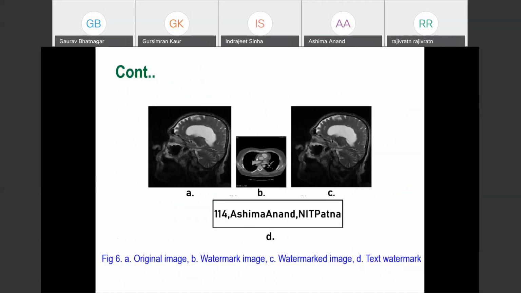This is a sample of the images that we have used. The first one is the original cover image. The second one is a watermark image, followed by the watermarked image, which we obtained after concealing both the watermarks into the cover image. And the fourth one is the text watermark, which we had used in our experiments.